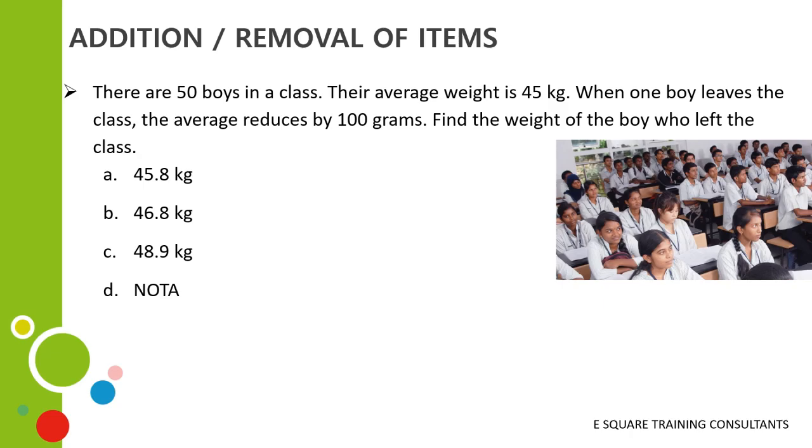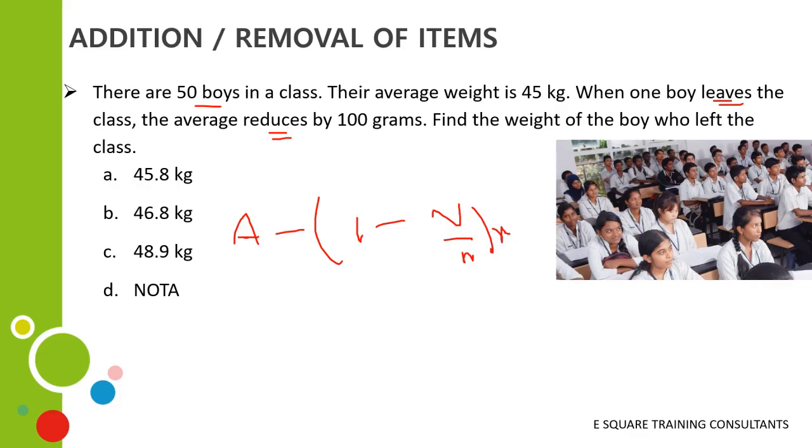So here again there are 50 boys in a class. Their average weight is 45. When one boy leaves the class, the average reduces by 100 grams. So it is again leave and it is reduces. Since it is reduced as well as the boy leaves, it is A minus. This minus is just because it's reduced, 1 minus, and this minus is because one boy leaves. So n by N into x.